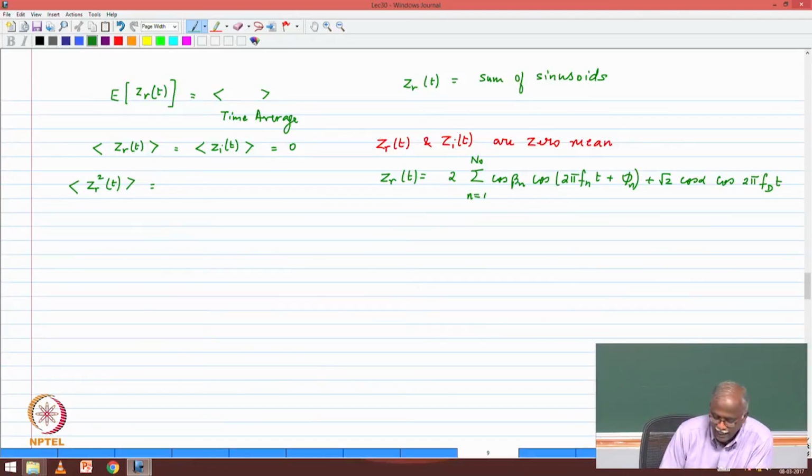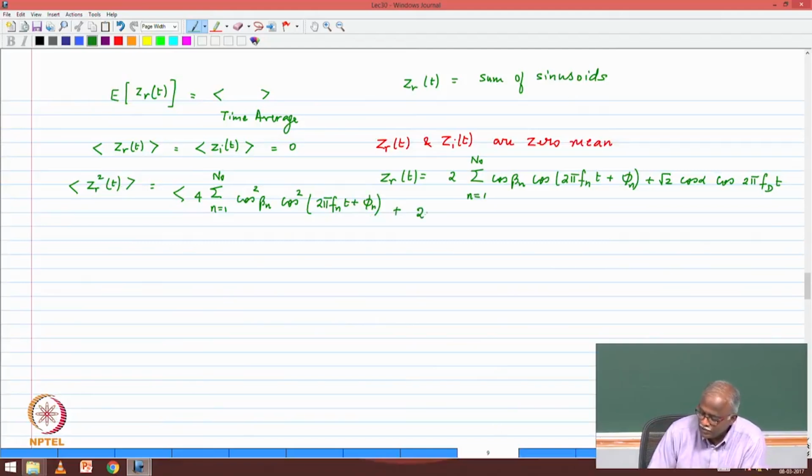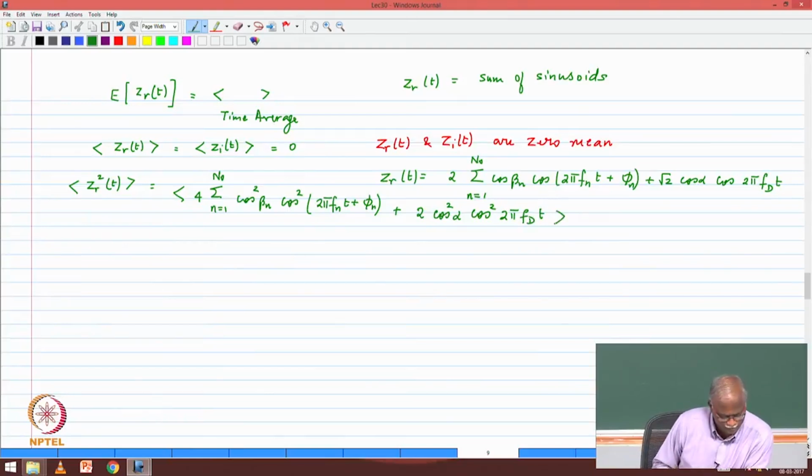So what we have is, I would now have to take the time average, and the square of each of the terms in the first part will be 4 times summation n equal to 1 through n naught cosine squared beta n cosine squared of (2 pi Fn t plus phi n), plus 2 times cosine squared alpha cosine squared 2 pi Fd times t. I have to take the time average of that.